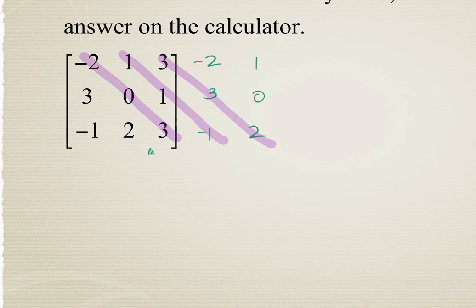So -2 times 0 times 3, which is 0. You just skipped the first 2. 1 times -1, which is -1. And 3 times 2, which is 18. And then I go back the other way.